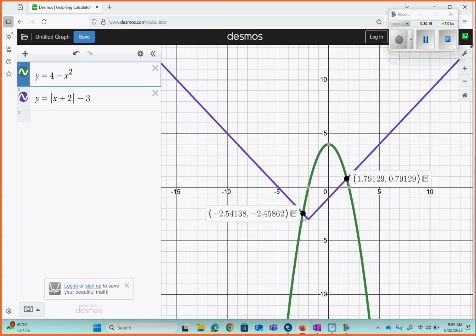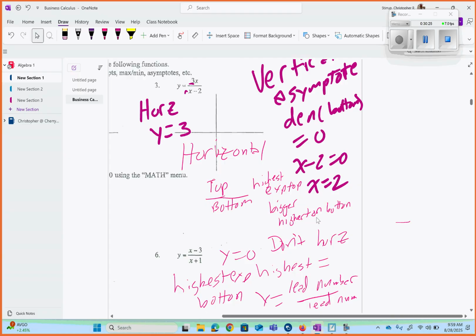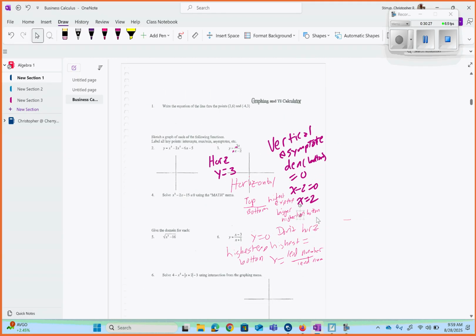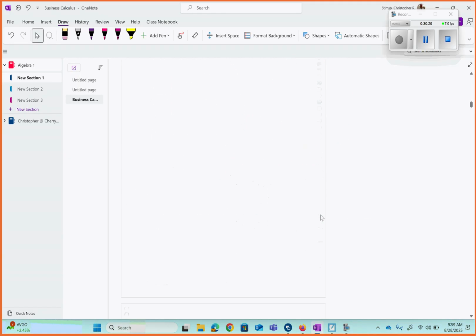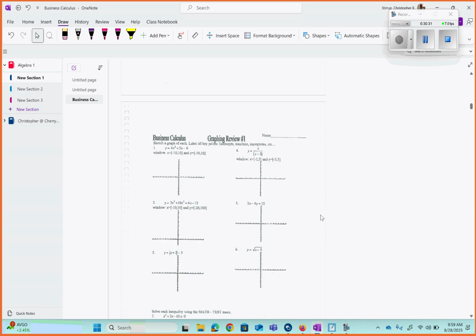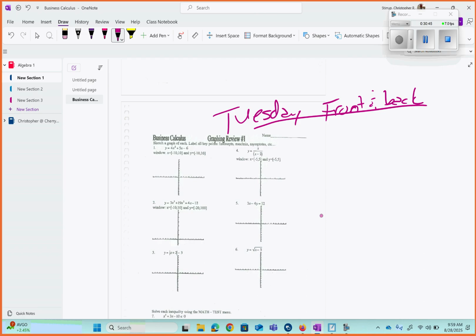So, are we good? So I feel that this here, if you go on to Graphing Review 1, let's make this due Tuesday, the front and back. Does that make sense? Because tomorrow is Friday.